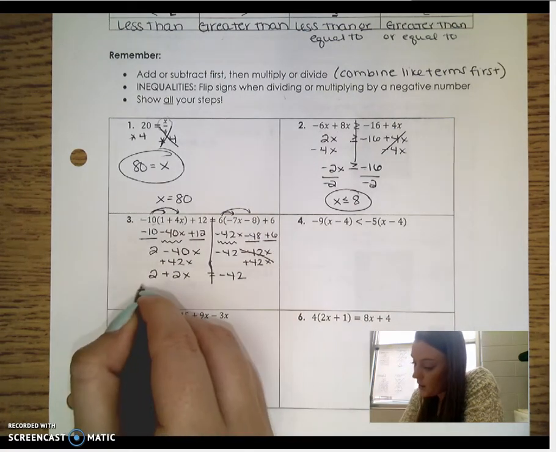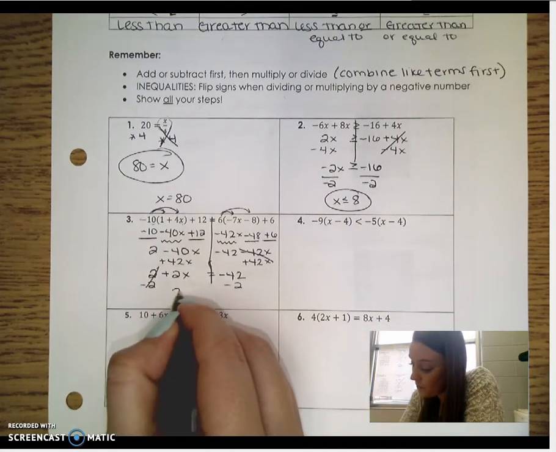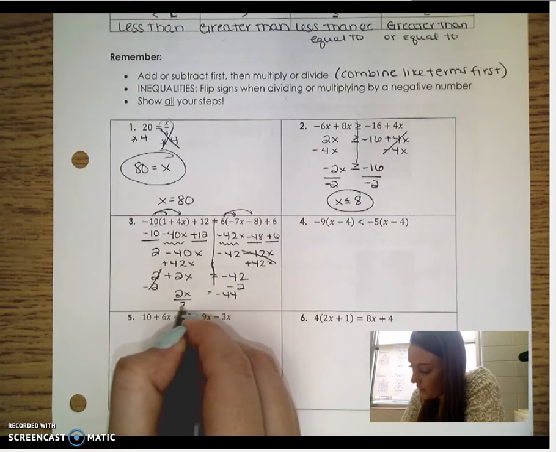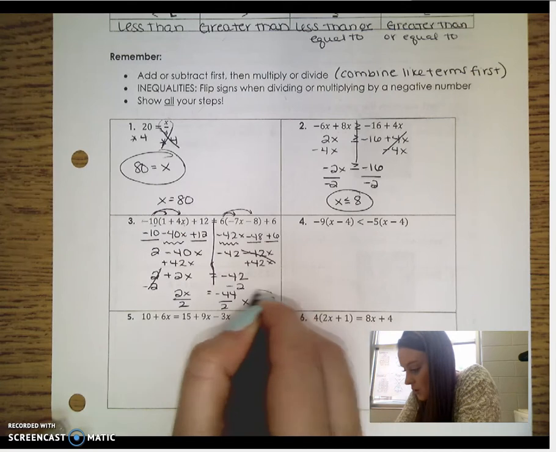I'm going to subtract 2 from both sides. That 2 cancels out with that minus 2. I get 2x equals negative 44. Divide both sides by 2, and I get x equals negative 22.